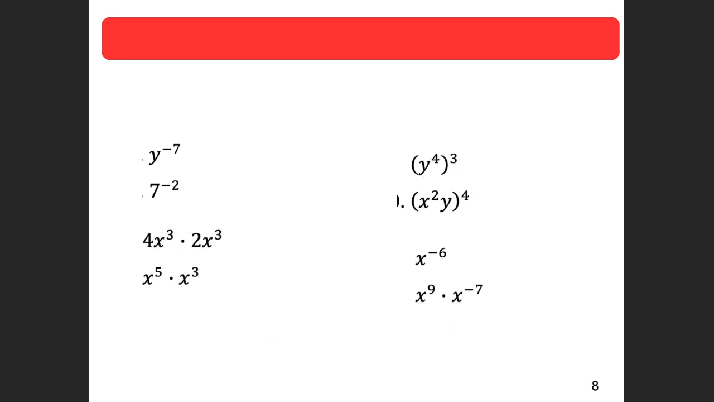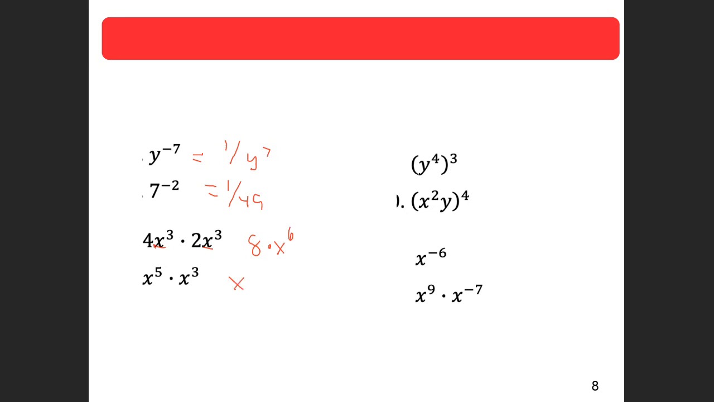So on your assessment today, it's going to ask you to rewrite or simplify some exponents down. Whenever you're simplifying, you should not leave a negative exponent. So in this problem, I would rewrite this as 1 over y to the 7th. Here I would rewrite this as 1 over 7 squared, or 1 over 49. Here, I know the bases are the same, so I can multiply the 4 times 2, that would give me 8 times x to the 6th, because if the bases are the same, we add the exponents.